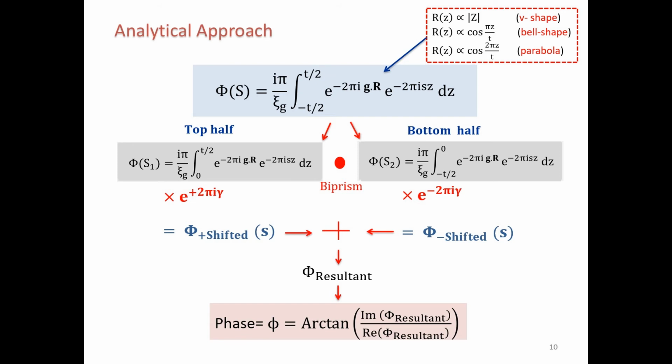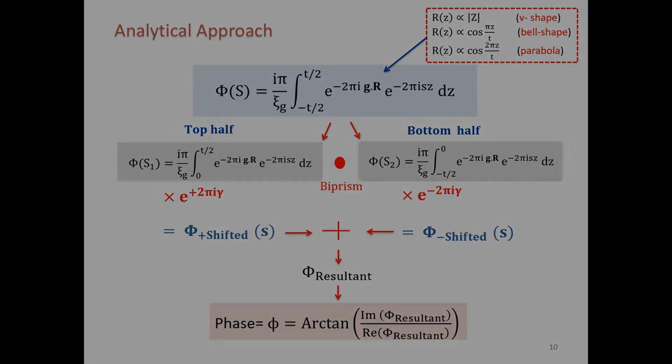Now it is time to apply the voltage, so I'm adding extra phase shifts relevant to the biprism and its deflection angle to the split waves. Finally, I add the split waves to get a resultant wave. The arctangent of the imaginary part over the real part gives me the phase as indicated.